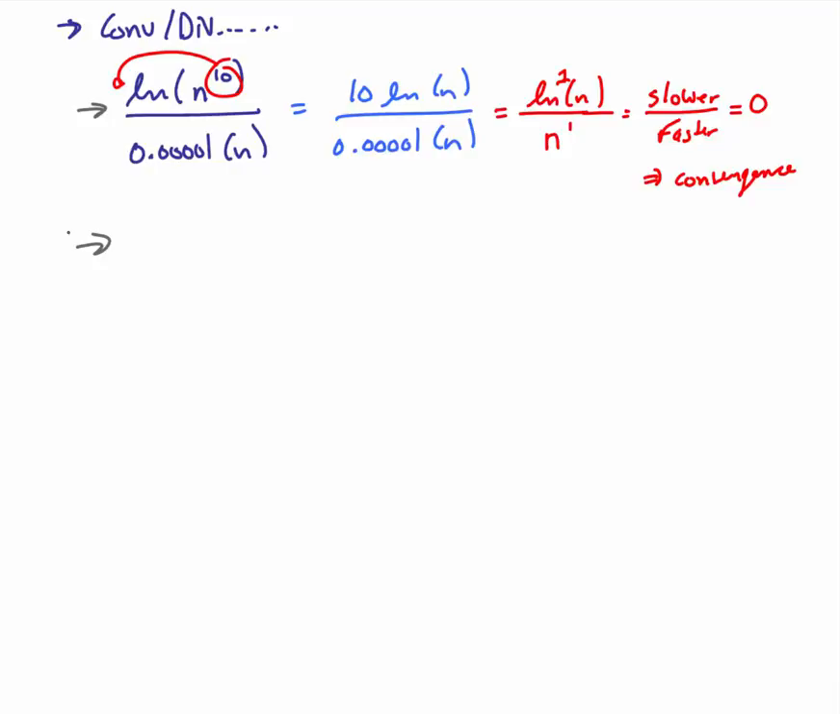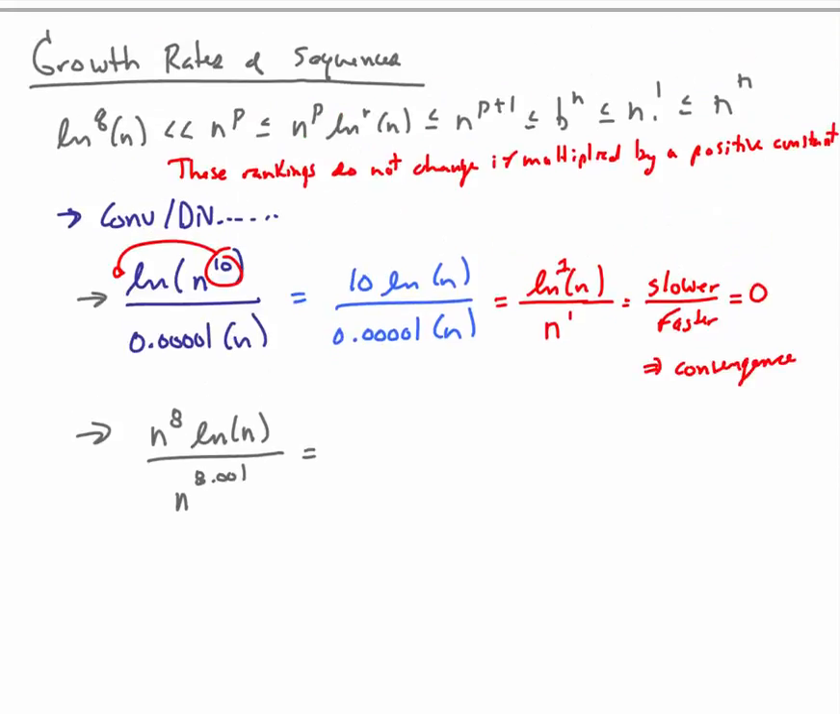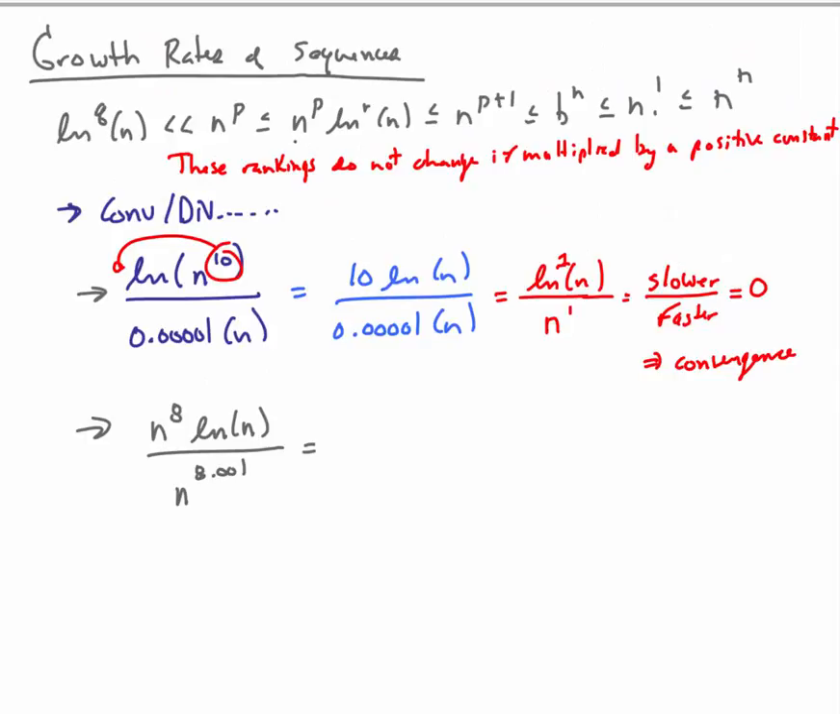Let's go ahead and look at another one. Let's look at n to the 8th, natural log of n, all over n to the 8.001. Let's make sure we still have our rankings up here. This n to the 8th looks like this one right here. So this would be n to the 8th, natural log of n, and this would be to the power. So ln of n, let's say to the 5th, not just the n to the 5th, but the whole ln. And this would be n to the 8 plus 0.001.